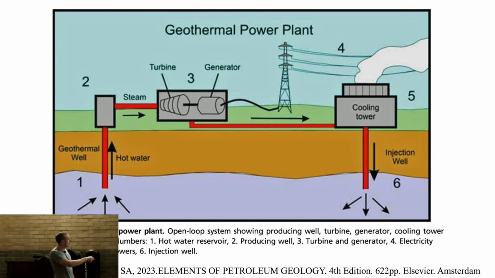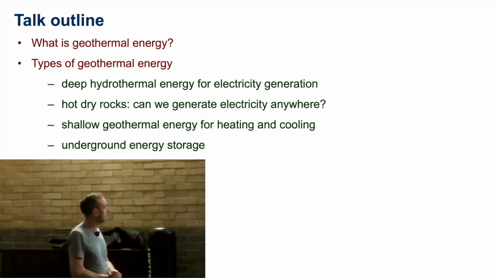We can produce some hot water from some underground formations where it's stored, pass it through a turbine, generate electricity, and then re-inject the waste cool water back into those underground formations. That's a very simple and concise way of explaining the principle of this geothermal electricity production. What I want to talk about is maybe some of the ways in which it's not quite as straightforward as that in some ways, and also how we can use geothermal energy in other forms, not just for electricity generation.